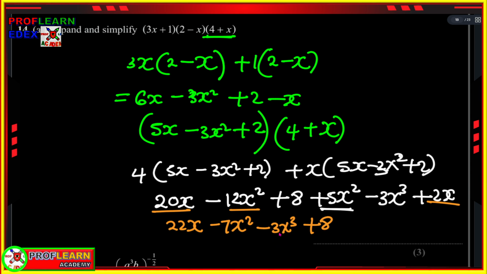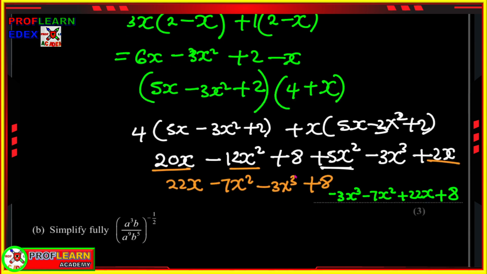Yeah, so I believe we've not made any mistake when we are opening the bracket there. So we shall have our final answer written as minus 3x cubed minus 7x squared plus 22x, and then we shall have plus 8 as the final answer in that case.